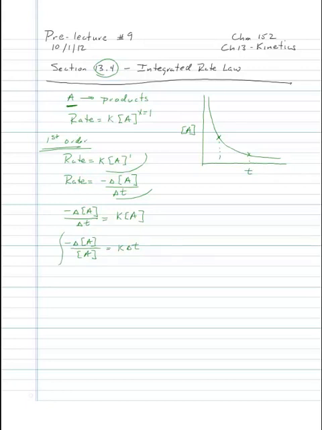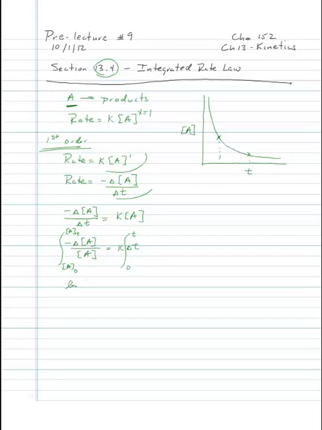We're going to integrate this side of the equation from the concentration at time 0, so a subscript 0 at the start of the reaction, to the concentration at some later time. And then we're going to integrate this side of the equation from time 0 up to some later time t. And if you do that, what you end up with, well, we get two different forms of the equation, but let me write both of these.